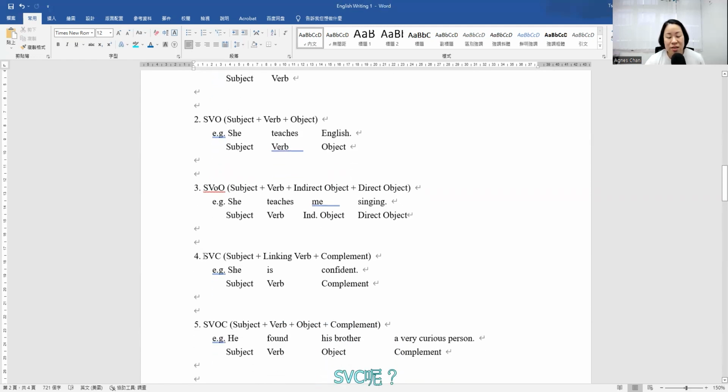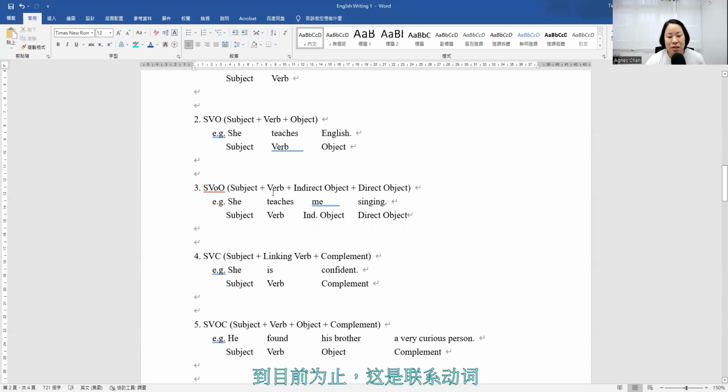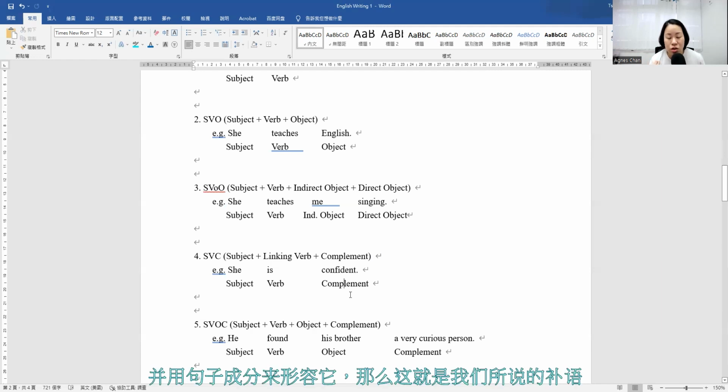And what about SVC? C stands for the complement, and the verb here is a linking verb. You may find that it's a little bit different from the previous verbs that we have been seeing so far. Just like this example: she is confident. The subject is she, the verb is is, and confident is the complement. You can call it an adjective, obviously. But when we describe it in a sentence using the sentence constituents, this one is what we call the complement.